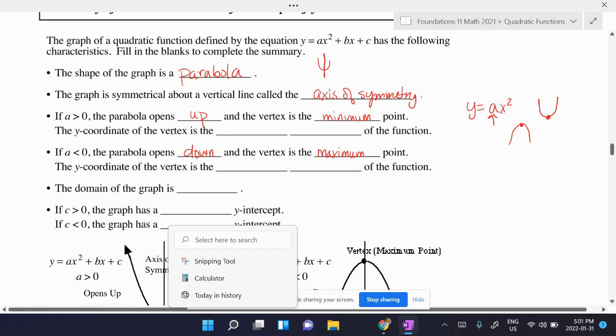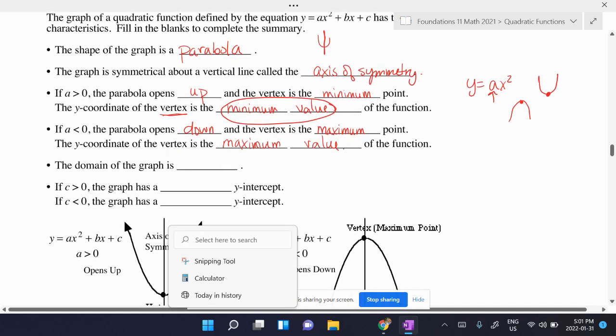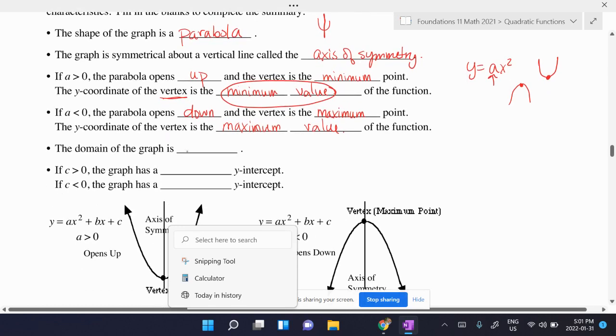So another way you can say that is the y-coordinate of the vertex is the minimum value. Okay, you might see this: what is the minimum value of 3x squared plus 2x plus 3? And so you're looking for that minimum point. And so the same with this one. This would be a maximum value. Okay. The domain of the graph is x is all real numbers.